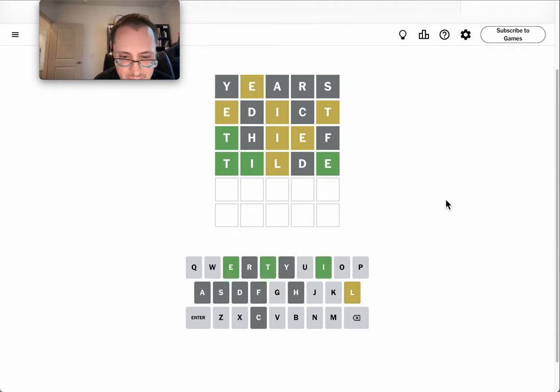Tiggle out? No. T-I blank L-E. And this is one of those words I don't think I've heard of. Yeah, I can't think of anything that fits that. Tivoli? Not in word list.